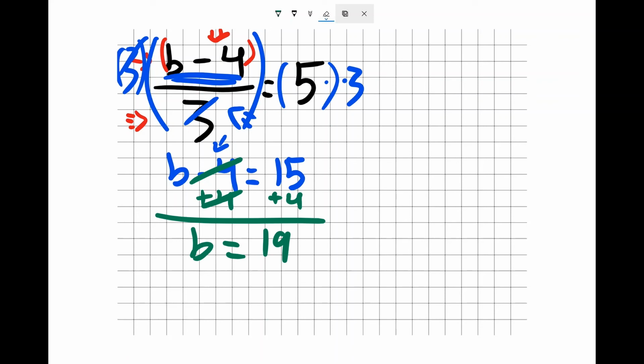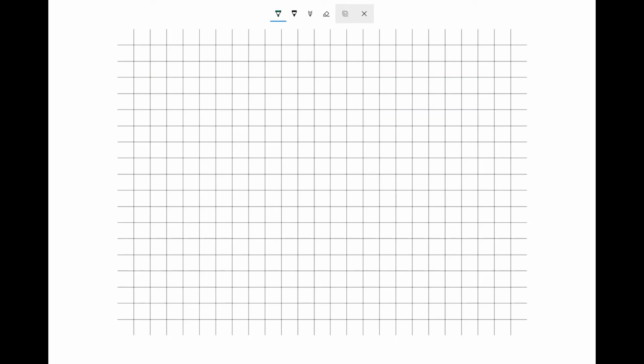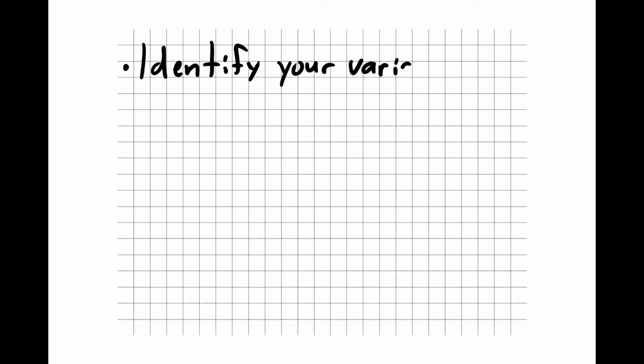So let's recap. What do we need to do in this section? First and foremost, let me see if I can make the pen smaller. The first thing, you want to identify your variable. Okay, this might seem like common sense, but there is no harm in writing it down so you can have as much information readily accessible for when you are doing your homework.